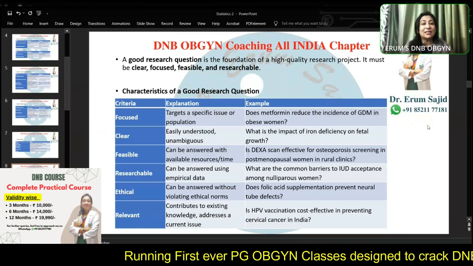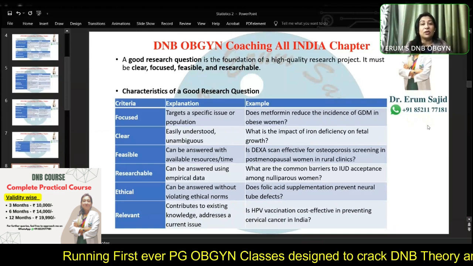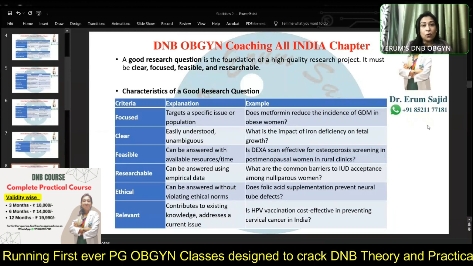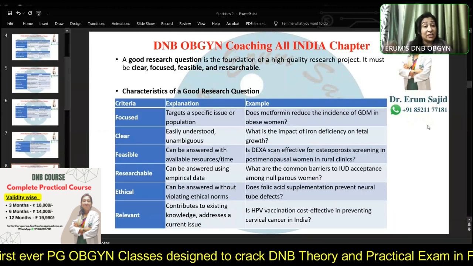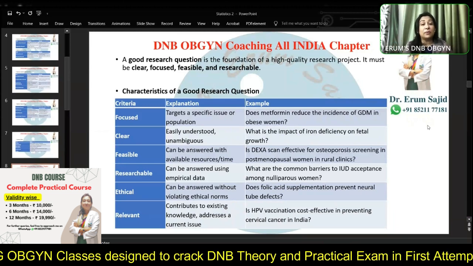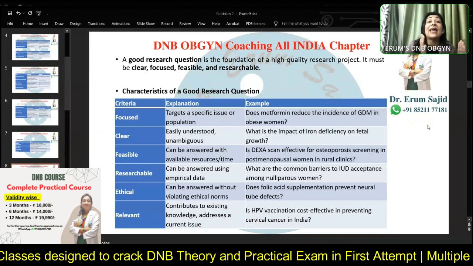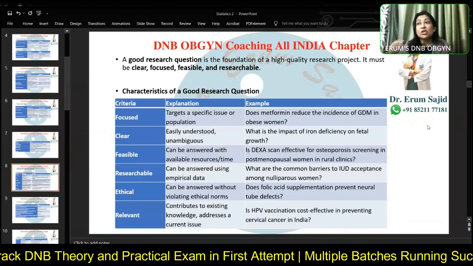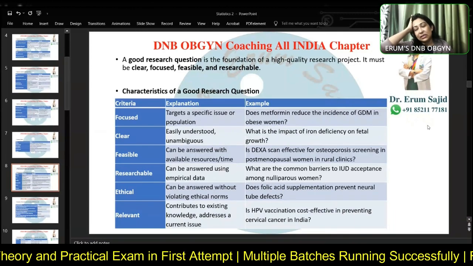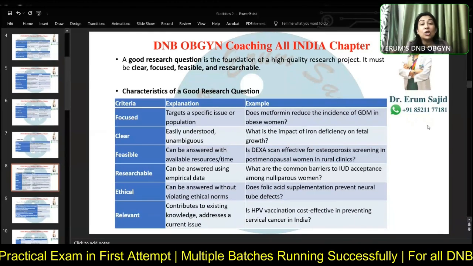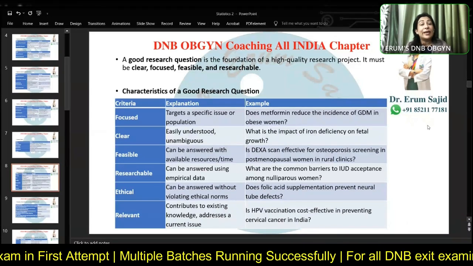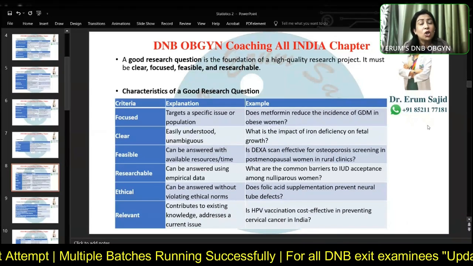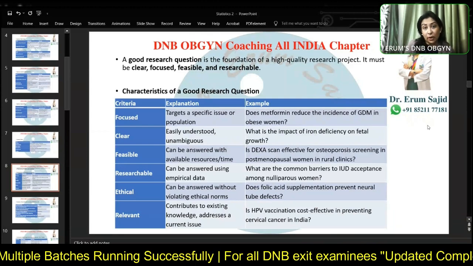So all these are the characteristics of a good research question. Very clear, very focused, feasible, researchable, very important, researchable. And my answer I can find using the kind of data that is available. So for example, if you take a research on, let's say, preeclampsia or GDM, you'll get umpteen patients. You will be able to prove or disprove your point.